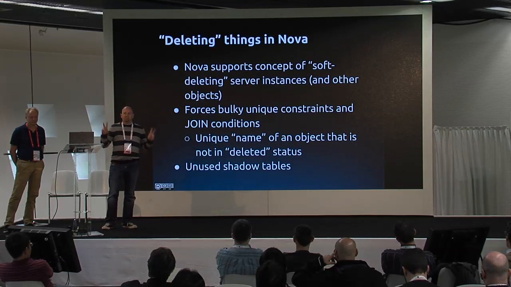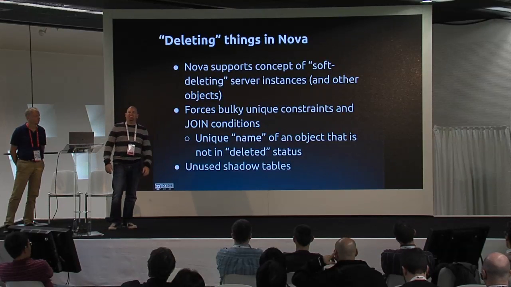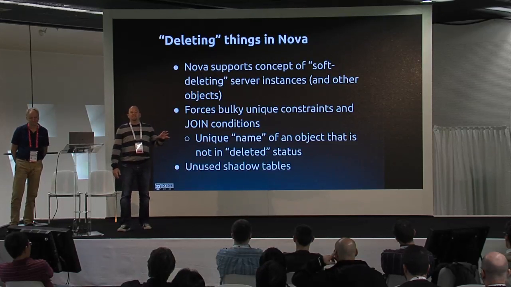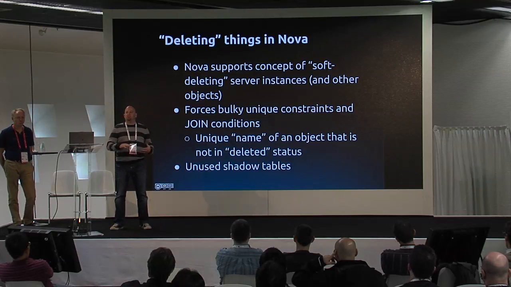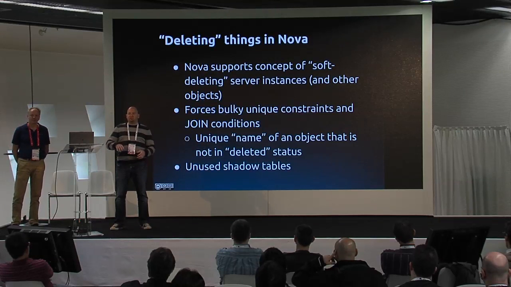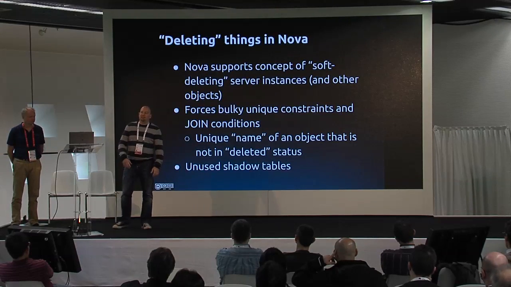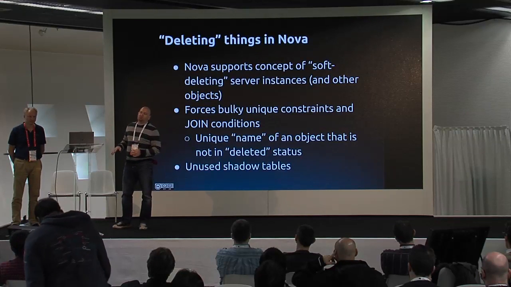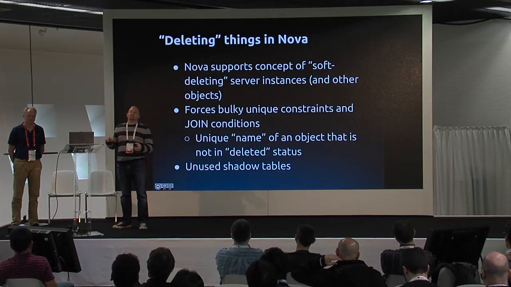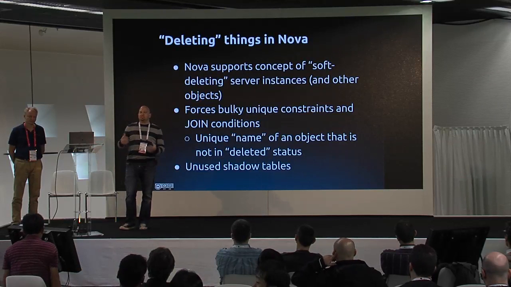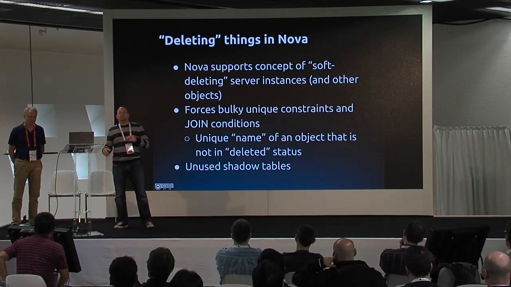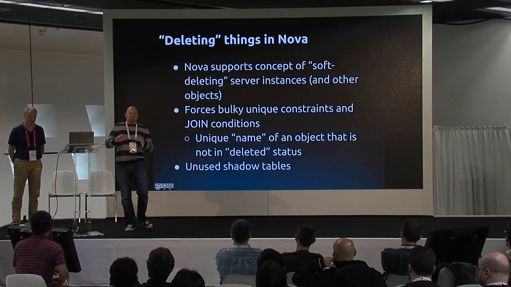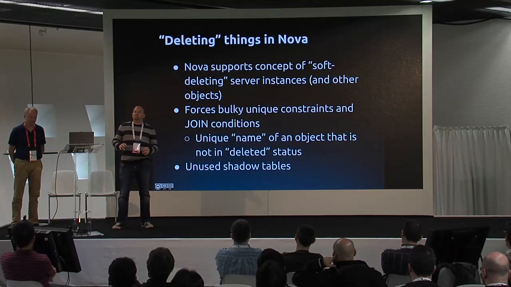In Nova, we delete things very rarely. We use something called soft delete. So when you delete or terminate an instance, we actually don't delete the row from the table. We update it to a deleted state, and then during some periodic intervals, we will archive those deleted records into a shadow table. This type of pattern of not deleting things and instead updating rows causes some very interesting things to go on within the Nova database schema.